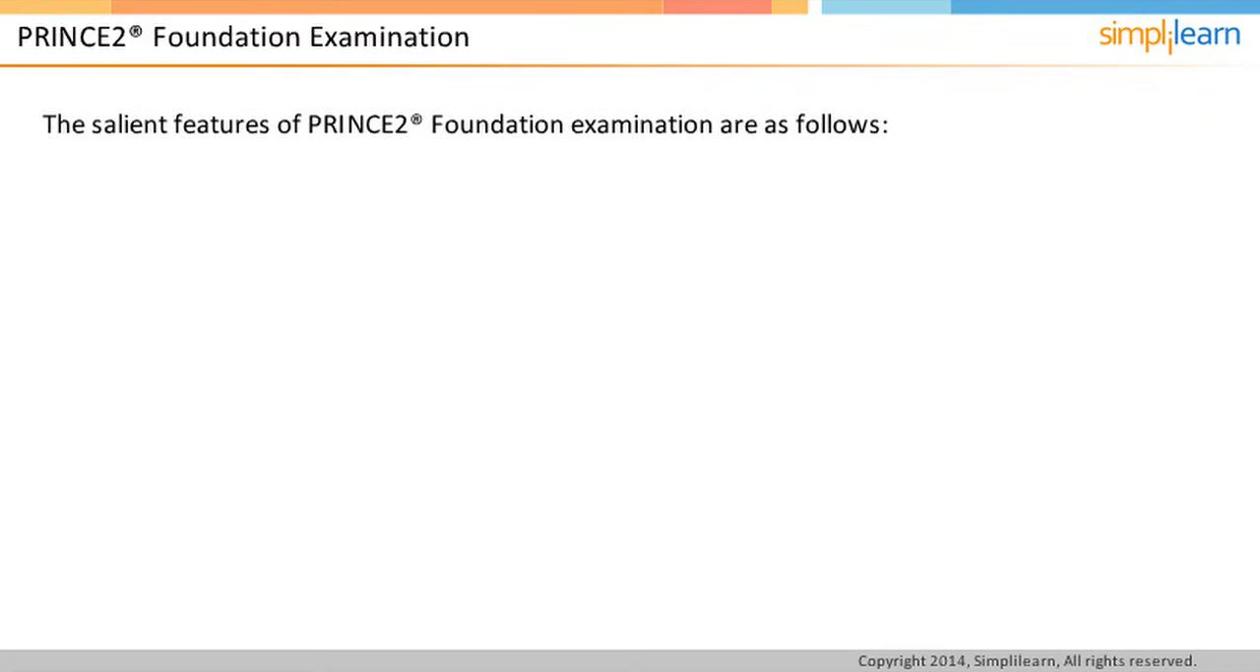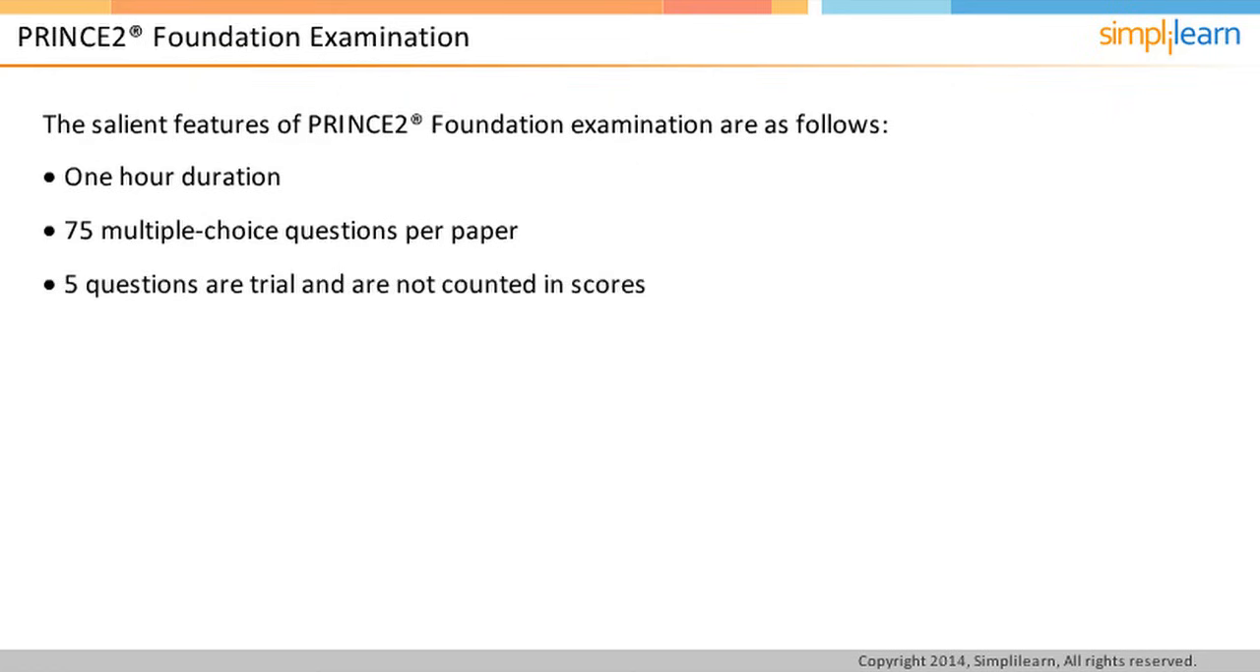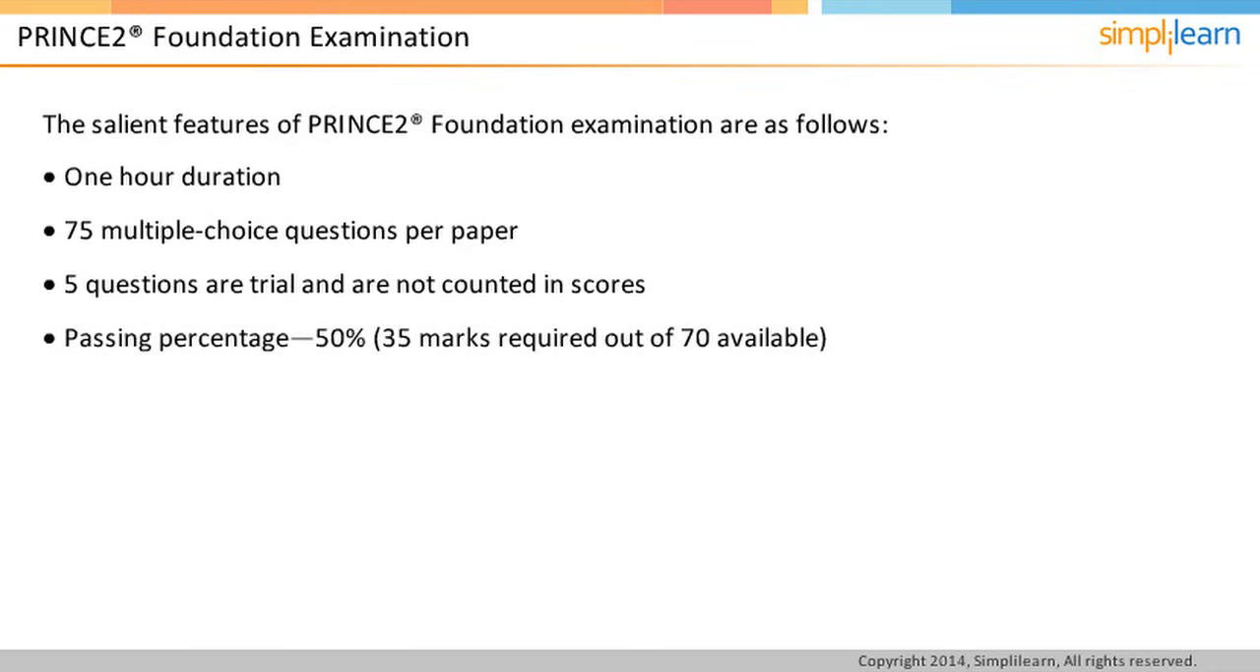The salient features of PRINCE2 Foundation examination are as follows. It is a 1 hour exam consisting of 75 multiple choice questions. Out of these 75 questions, 5 questions are trial and do not contribute towards the score. The question number of the trial questions is not shared with the participant, so all the questions have to be answered. To pass the PRINCE2 Foundation examination, one must score 50%. That is, 35 out of 70 questions answered should be correct.